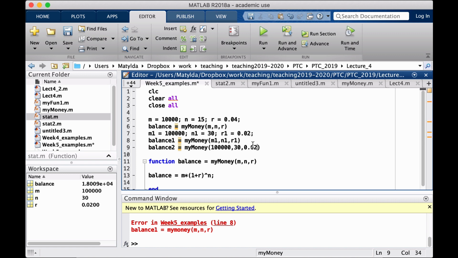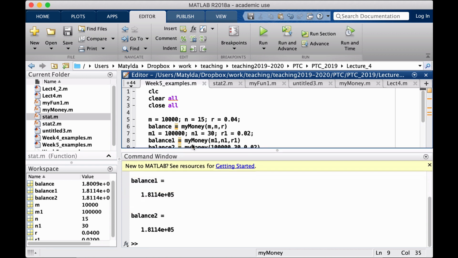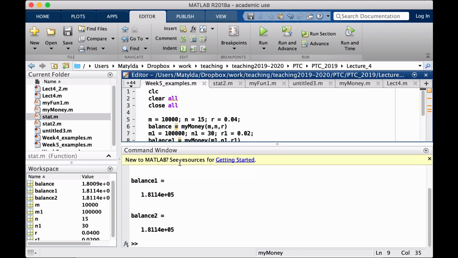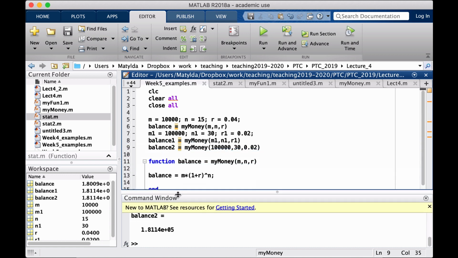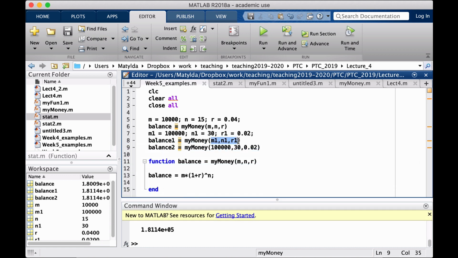Because Matlab will know that, for instance, what comes third in my formula is the interest rate. So I can't swap any of them. I can't swap the order, because then the different values would be used and the answer would not be correct. But now when I run it like this, balance 1 and 2 should be the same, because I still use the same values. In the first case, when I was calling it, I just used predefined variable values, and in here I just put them directly as values without predefining the names.